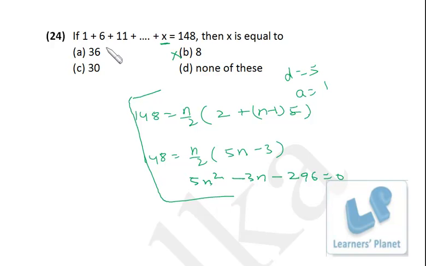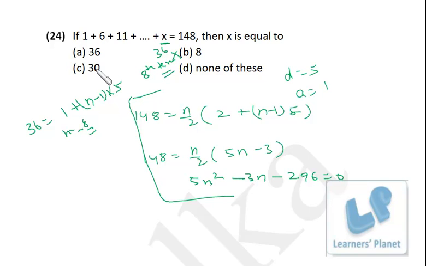What I assume is x is, say, 36, right? So 1 plus 6 plus 11 till 36, the sum is 148. So I just try to find out whether 36 is a part of this series or not. So I assume 36 to be the nth term. So 36 is equal to 1 plus n minus 1 into 5, right? So that is 35 by 5, n is equal to 8. 36 is definitely a part of this sequence and it is actually the 8th term.